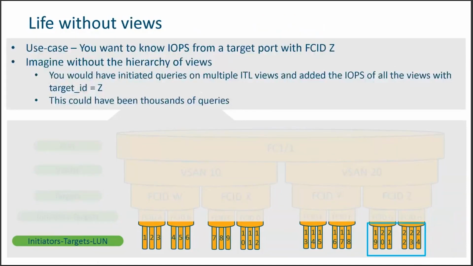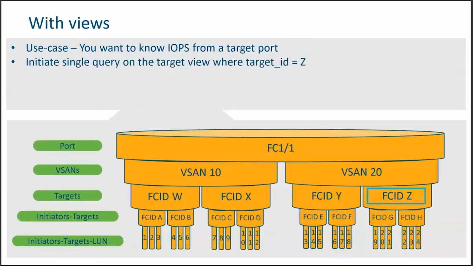So if you want to know the IOPS of Z, you can say to your question that I want to know the IOPS of a particular target port, which is Z. So one way of doing that is you do the math of the IOPS of all these ITL flows and add them. And if you have 1,000 of these, imagine your life after that, right? Like doing this math all the time. You don't have to do that because in the NPU, there's a view for every target. So you send one query on that target ID Z and you find the IOPS.